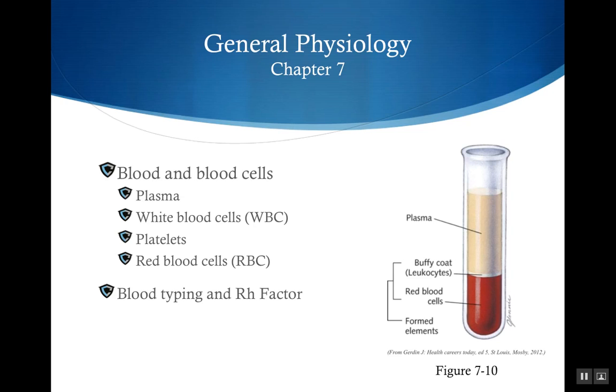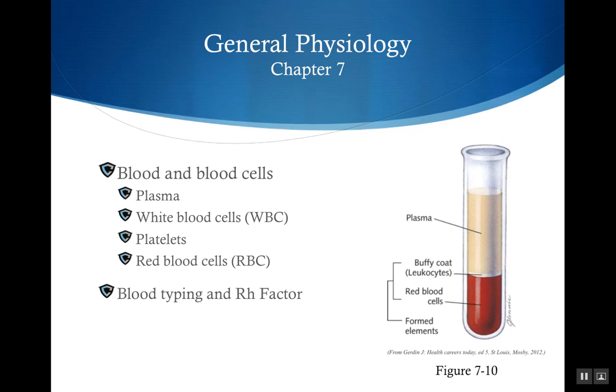So let's talk a little bit about blood typing. Someone with type O negative is considered a universal donor, which means they can give blood to anybody. Someone with AB positive is considered a universal recipient, meaning they can receive blood from anybody. So again, in the case of a transfusion, the blood type has to be matched.